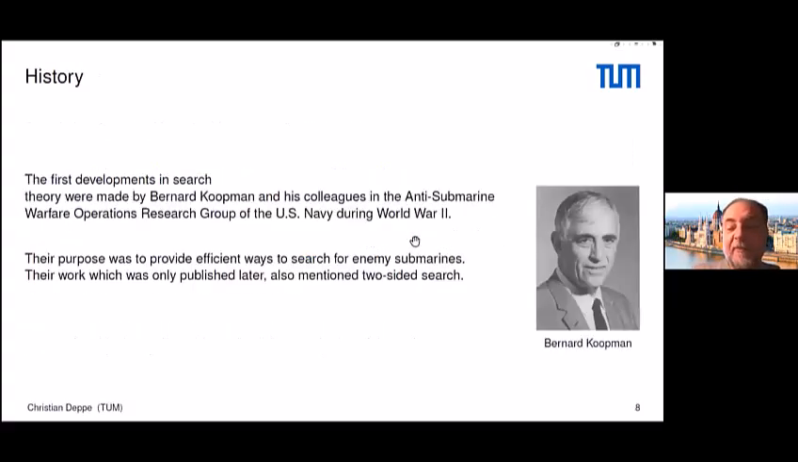This name comes from Bernard Koopman. He did this during the Second World War. In principle, he wanted to find a submarine and bomb it. In this case, of course, he can search for the submarine and bomb it. And of course, the submarine tried to avoid this by moving. His research was published after the Second World War. It was also theoretical, and there exists a book of his, where he gives the name two-sided search.